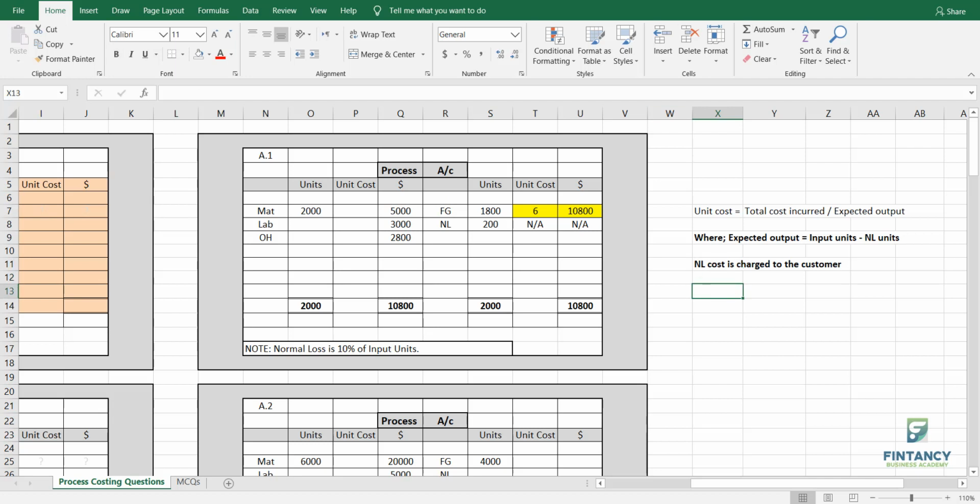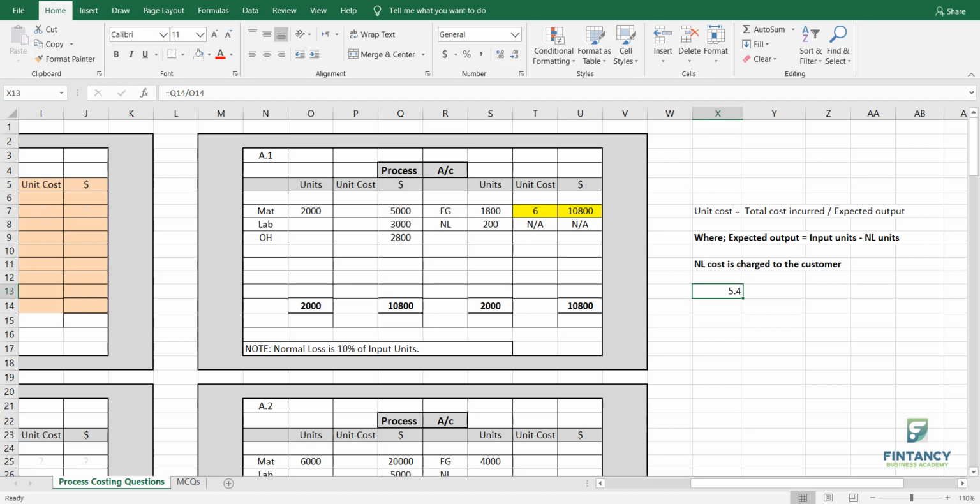If I don't charge normal loss cost to the customer, what will happen is, you will say, okay, I purchased 2000 liters. How much is my cost? So you say, okay, my cost is 10,800 divided by 2000, right or not? So how much is coming? 5.4. If you totally ignore this normal loss situation, your unit cost is how much? 5.4, which is lower than 6.